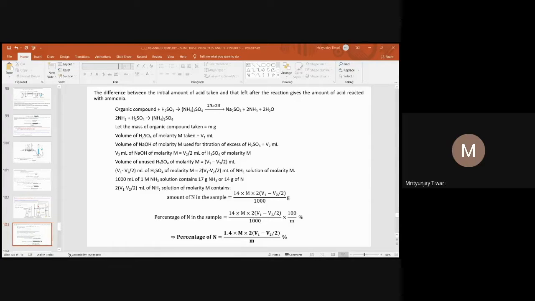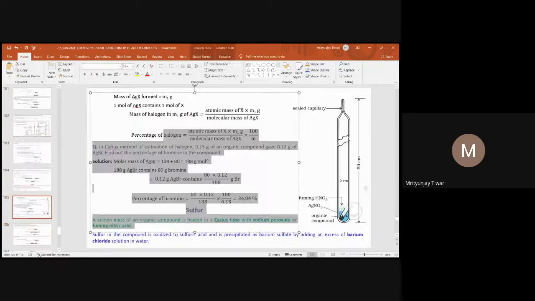Let us now see this question. In a Carius method of estimation of halogen, 0.1 gram of an organic compound gives 0.12 gram of AgBr. Find out the percentage of bromine in the compound. So the AgBr produced is 0.12 gram, and the amount of organic compound we have taken is 0.15 gram.